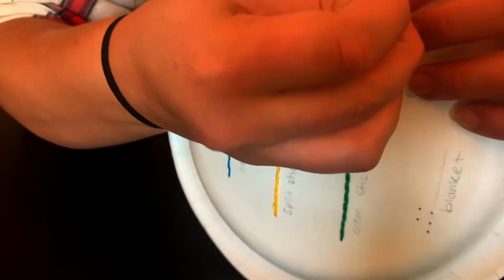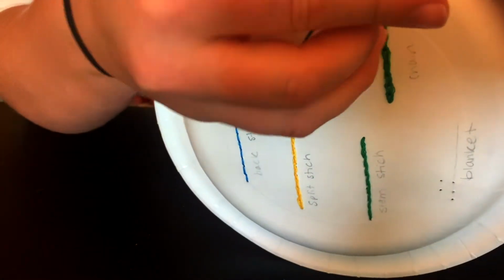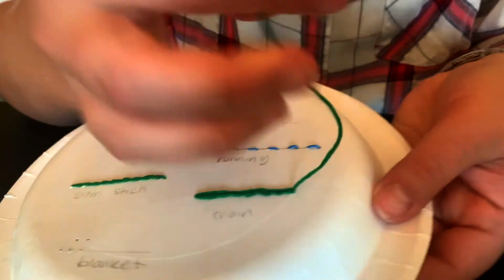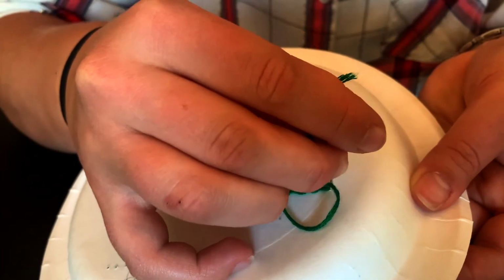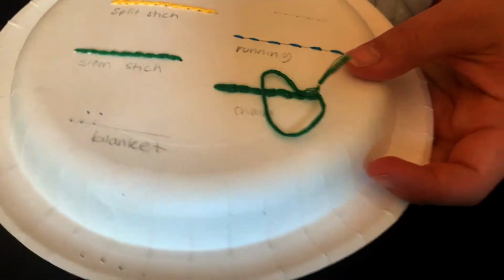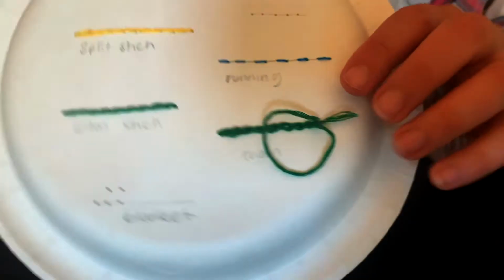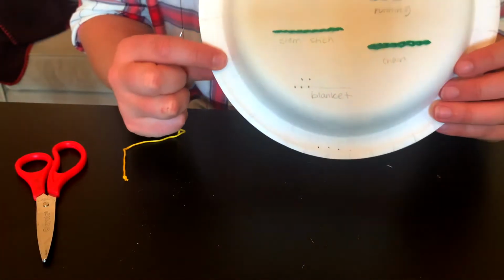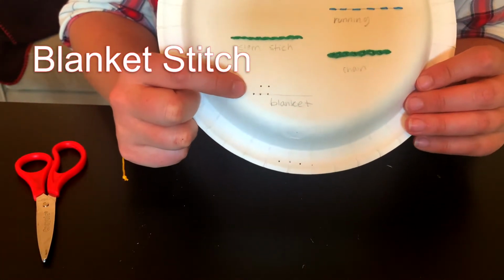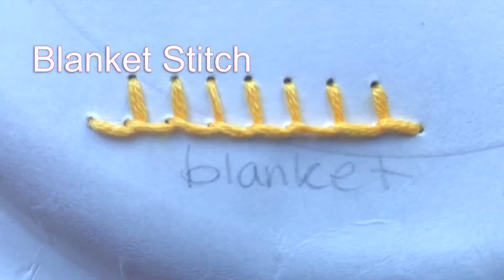And then for the last one, I'm just gonna put my stitch right at the edge, right outside of the loop, and pull it through, just locking everything right in place. So we are on our final one, the blanket stitch.